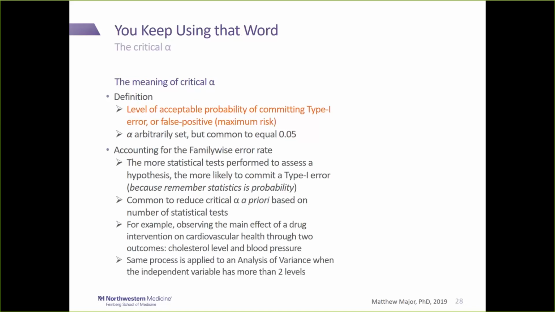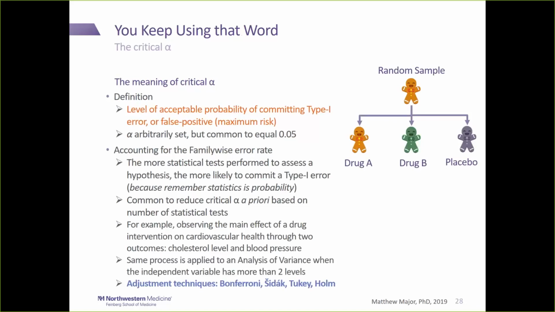The same process is actually applied to the analysis of variance when the independent variable has more than two levels. As an example, you may be looking at a random sample and separating them into drug A, drug B, and a placebo. In this case, if you find statistical significance in that analysis of variance, you then need to follow that up with post hoc analyses, pairwise comparisons between all three of those. You have 3 individual tests, and you can use different adjustment techniques in order to account for that. You have the Bonferroni, the Sidak, the Tukey, and Holm. This is not an exhaustive list, just a few examples.